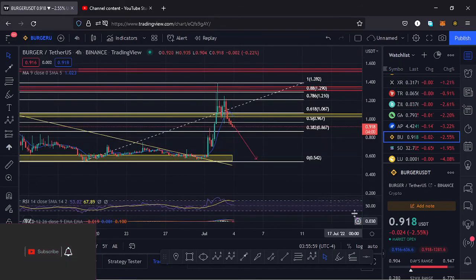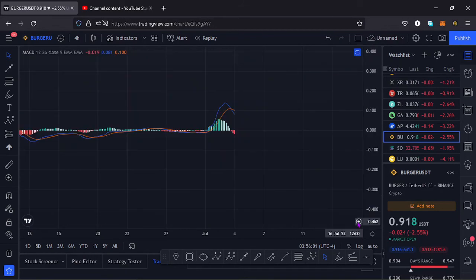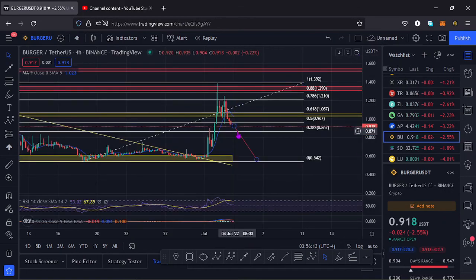On the MACD, we have a bearish cross, and that would mean we might continue seeing lower prices and maybe hit the 0.382 fib level before we find a reversal on this chart. So those are the key scenarios, and I'll keep you updated.